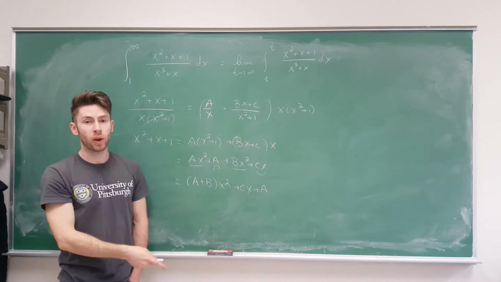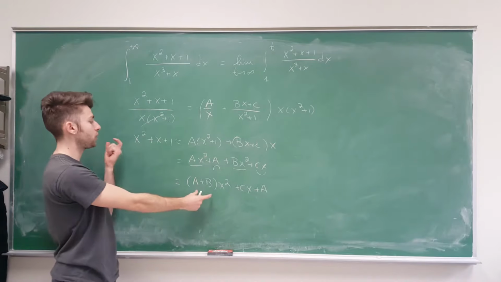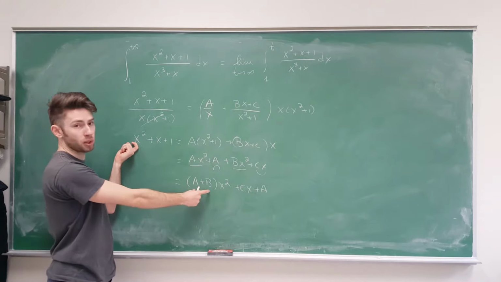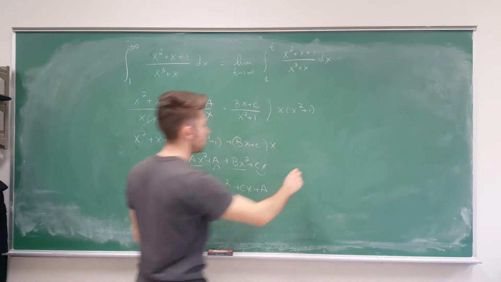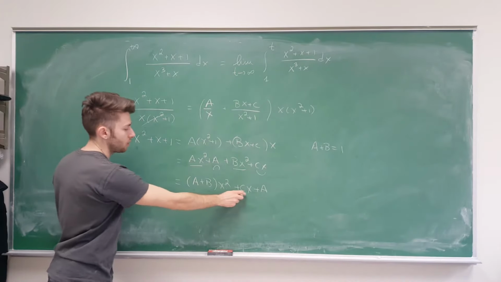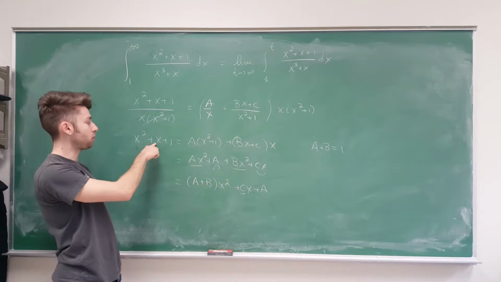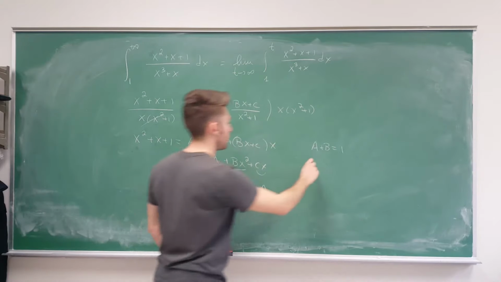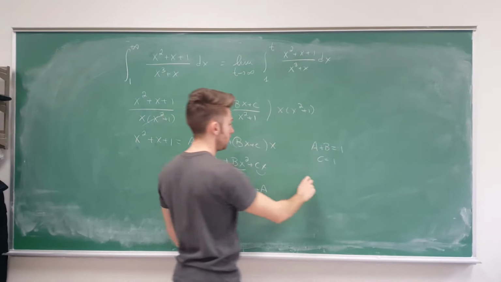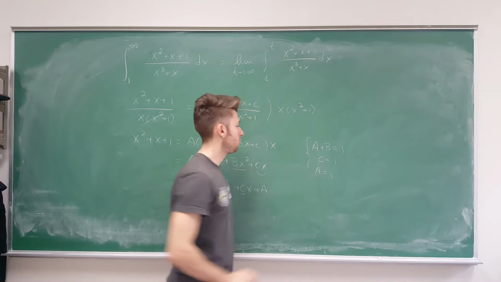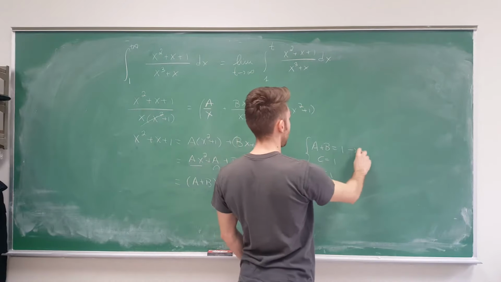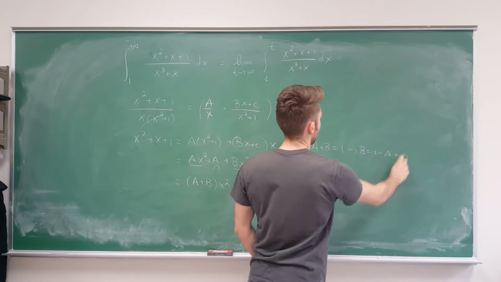So I get a system of three equations in three unknowns by setting these coefficients to be equal to each other. So here the coefficient of x squared is 1. So a plus b must be equal to 1. Then c, which is the coefficient of x, must be equal to the coefficient of x here, which is again 1. So c equals 1. And then a has to be equal to the constant term, which is again 1. So that's our system that's already pretty much solved, right? We just need to find b. That's 1 minus a. So that's 0.